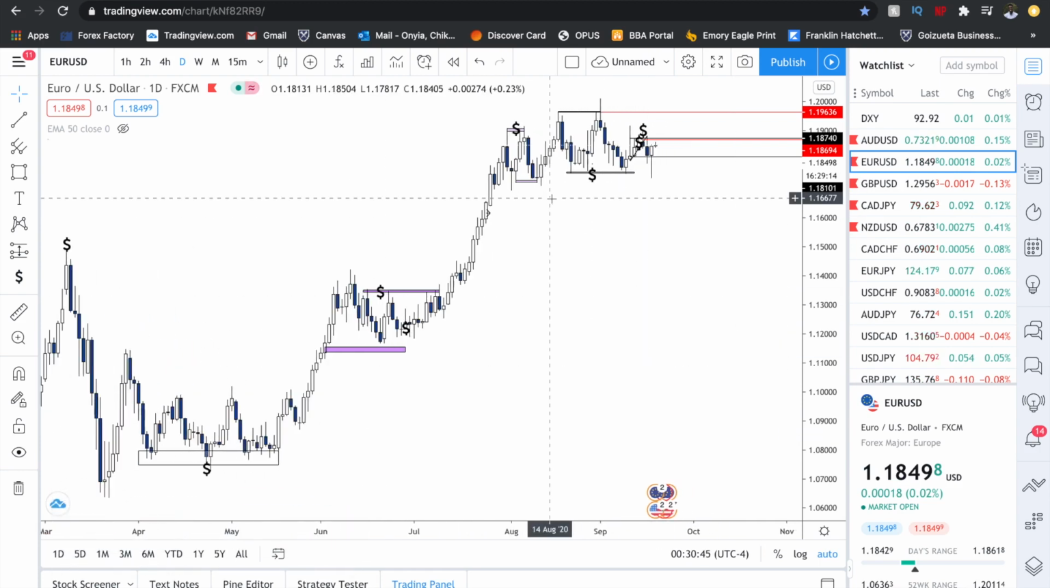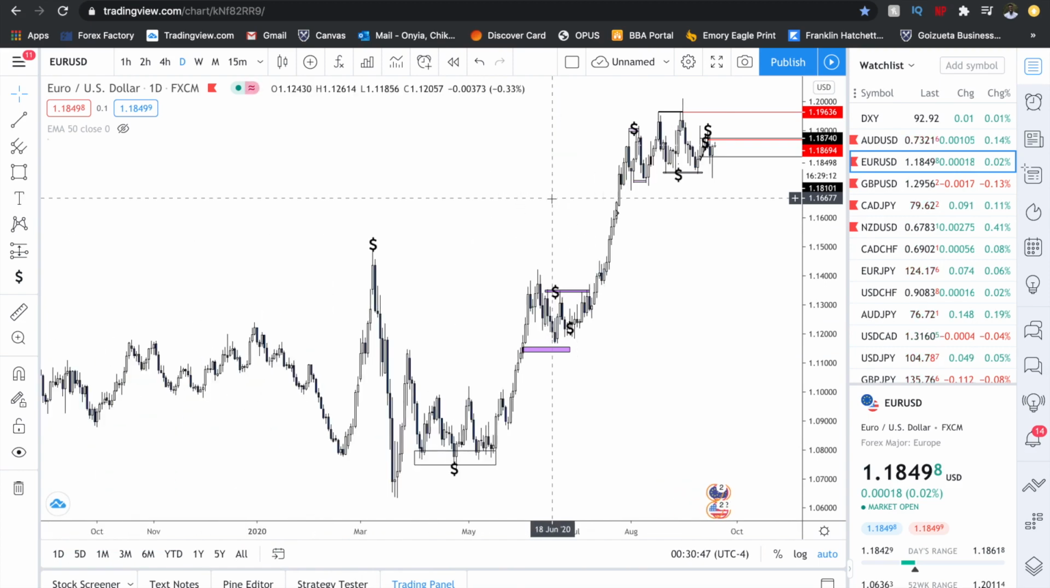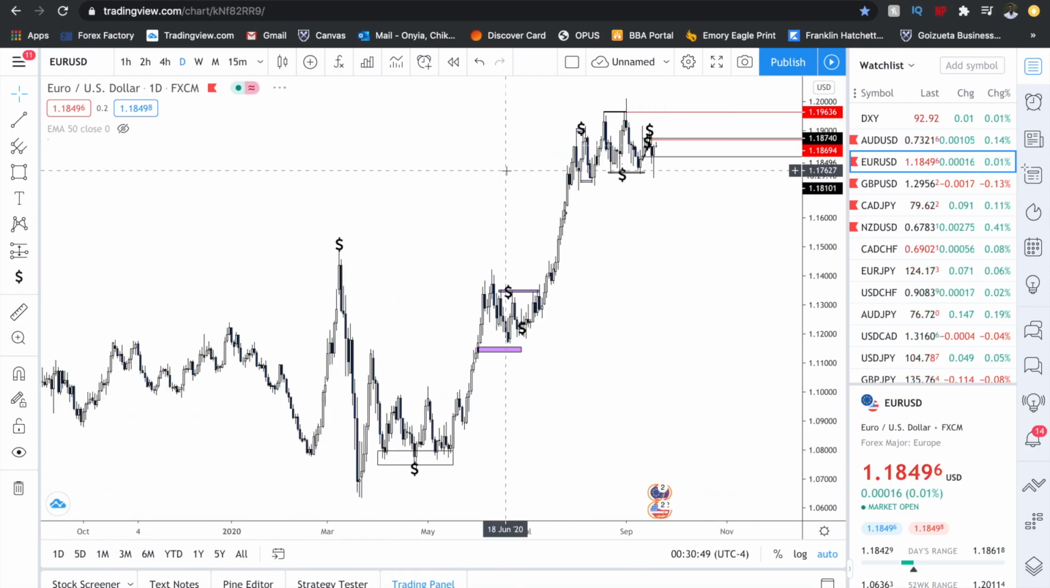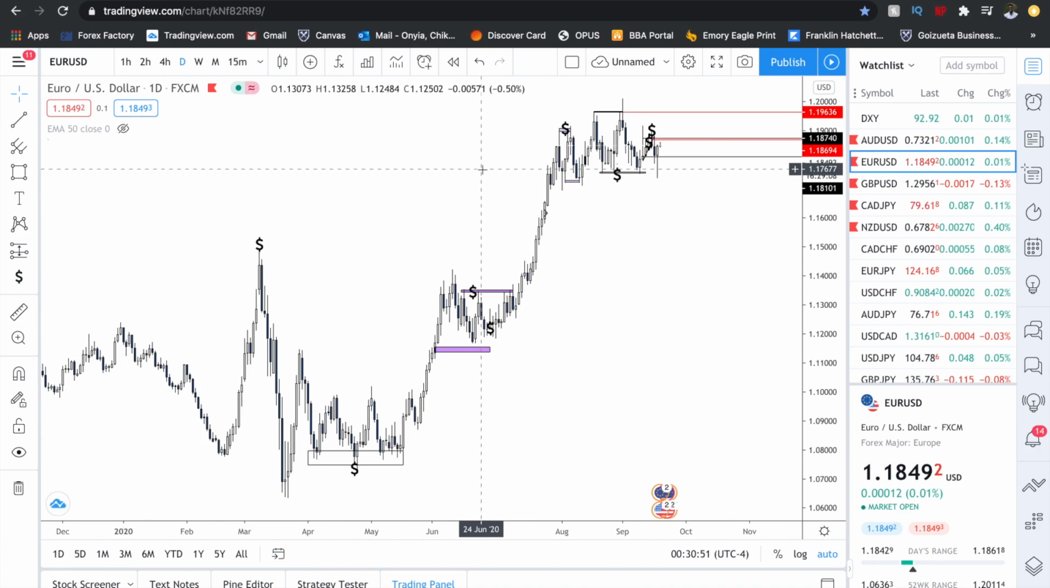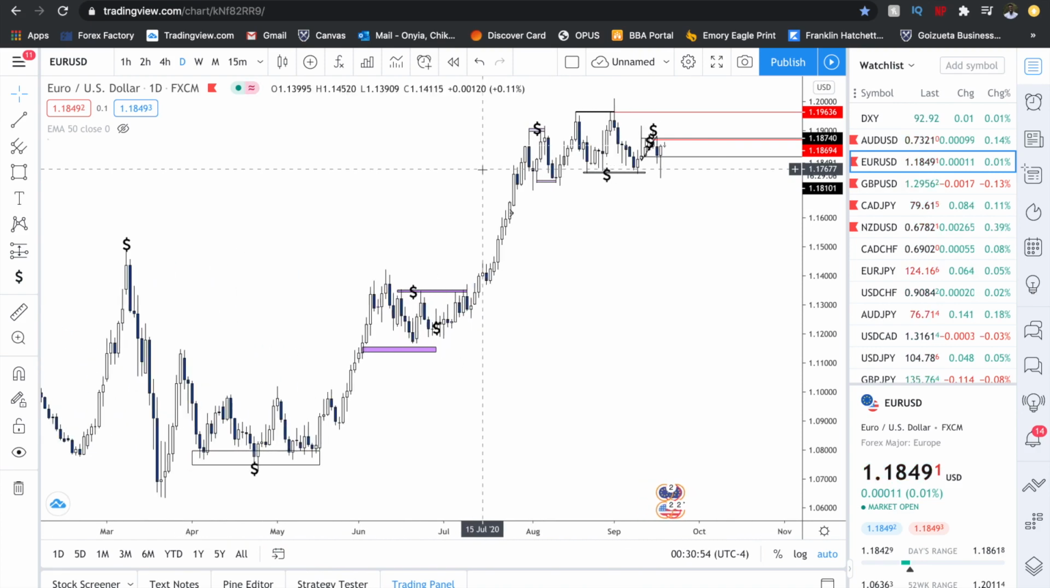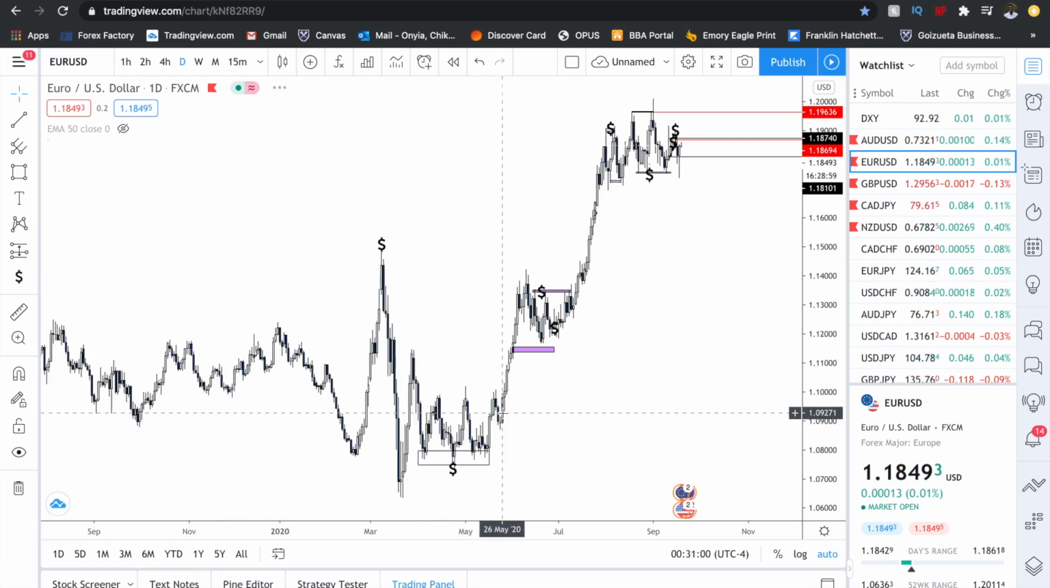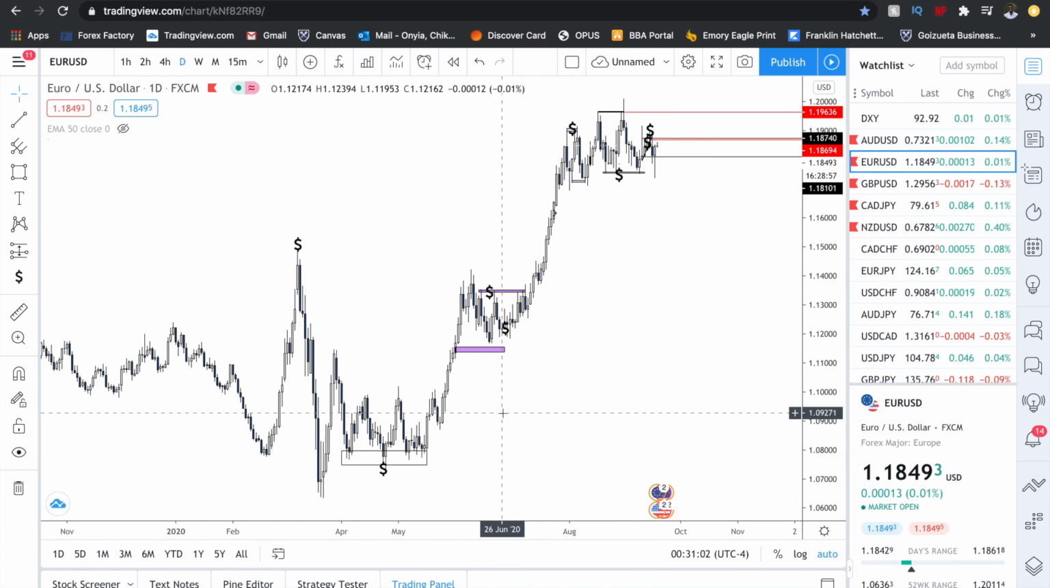All right. So one of the first things I like to do is just look at what is the trend. Is it bullish or is it bearish in the longer term? If it's bullish, I'm looking for buys. If it's bearish, I'm looking for shorts. It's that simple.